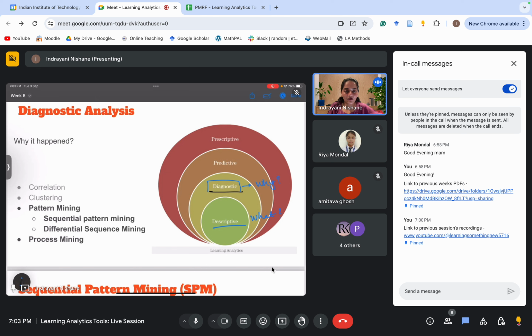Let me check one thing, is this blue ink visible? Is it okay, or should I change it to black because it changed automatically midway? Blue is visible. Okay, so let's continue with the blue.